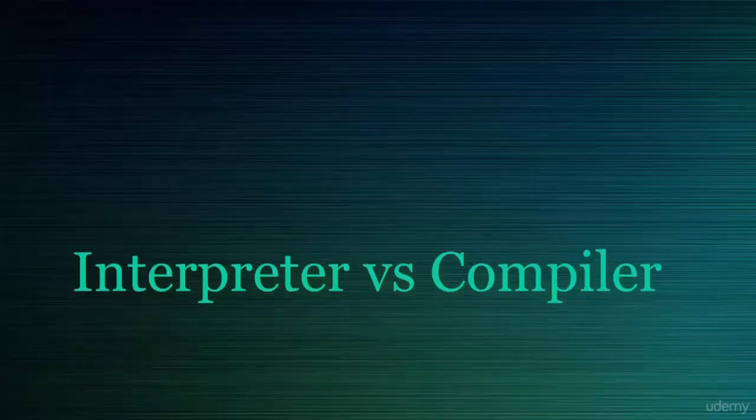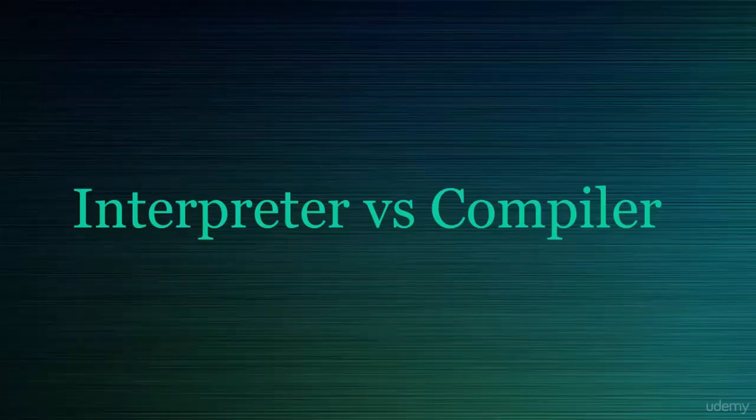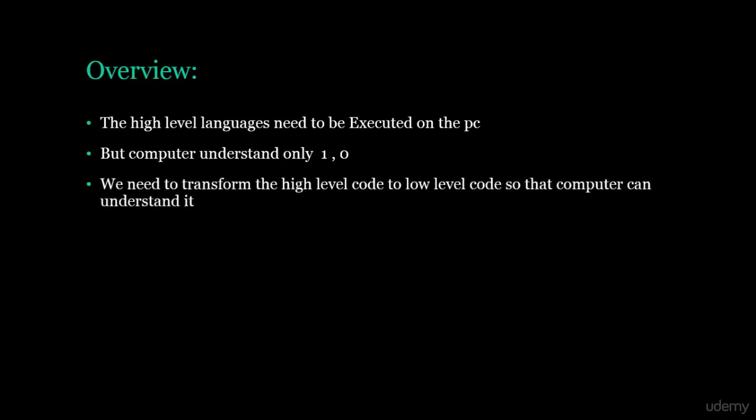Welcome. In this video, I'll talk about interpreter versus compiler in detail. What is an interpreter or a compiler? Let's introduce something. High-level programming languages need to be executed on the PC because the computer understands only 1 and 0. We need to transform the high-level code to low-level code so that the computer can understand it. Like we want to convert our Python code or Java code or C# code to 0s and 1s so that our PC can understand this code.